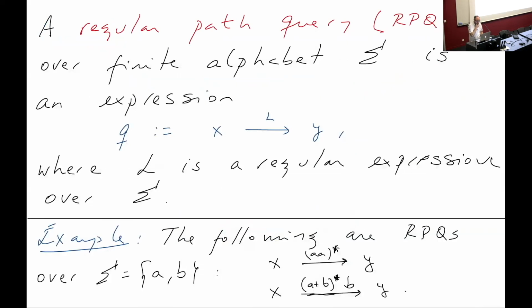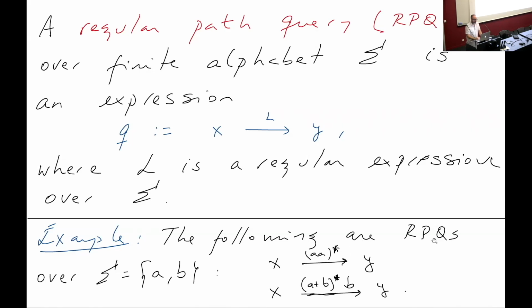So the most basic kind of language for expressing these properties about paths are called regular path queries, and they have been studied since the 80s. Regular path queries, which we will denote by RPQ, is an expression of the following form. We have two variables, x and y, and we have an edge between them that goes from x to y, but this edge is labeled with a regular expression over sigma. So it's not a single symbol like in a graph database, but it's an arbitrary regular expression.